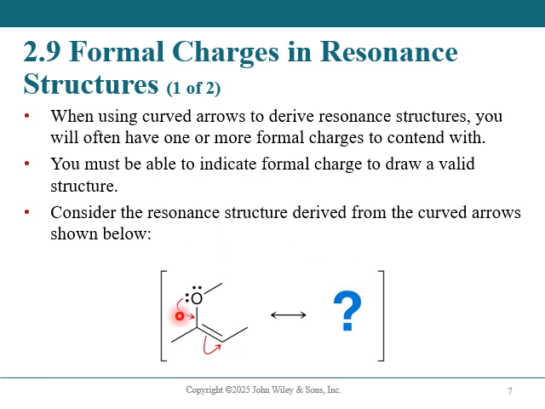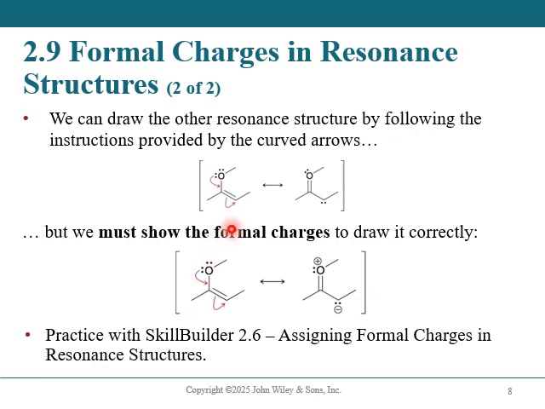Let's look at this structure first. Consider the resonance structure derived from the curved arrows. You can see this lone pair is moving towards this carbon-oxygen bond. It'll generate a double bond. And then this double bond, you have two electrons moving towards this carbon atom. So you will have a lone pair of electrons here and a single bond here as a consequence, such as the one that we see here in this first drawing.